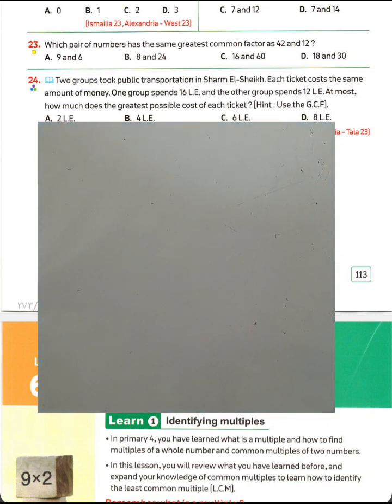Question 24. Two groups took public transportation in Sharm el-Sheikh. Each ticket costs the same amount of money. One group spent 16 Egyptian pounds and the other group spent 12 Egyptian pounds. At most, what is the greatest possible cost of each ticket? Hint: use the greatest common factor.